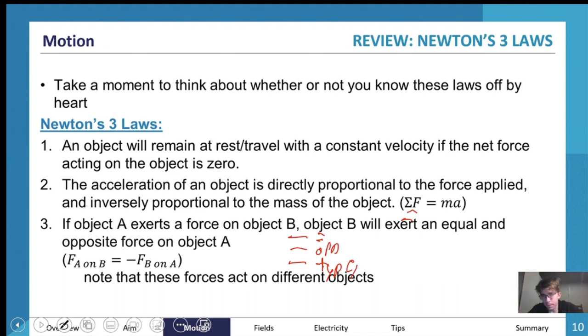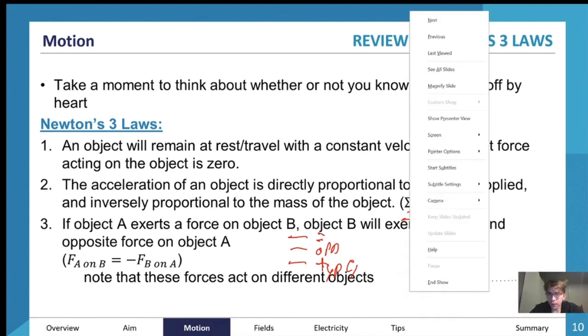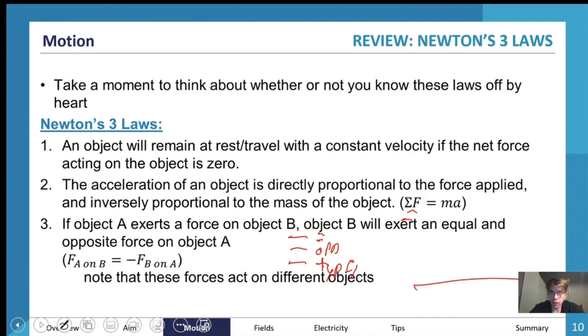Let me explain. So if we look at a car, right, or like, let's say there is this box, this block, this rock, whatever, on the ground, there is obviously a weight force acting on that block. What would be the reaction force to the block?